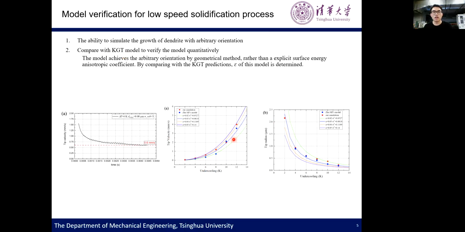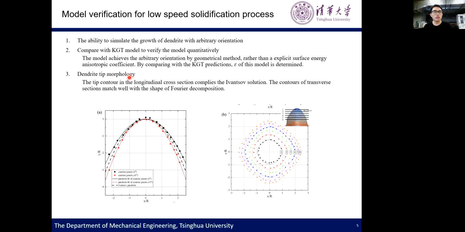There are several lines. Each line is related to the prediction of the KGT model using a different surface energy anisotropy coefficient. Comparing our simulation result with the different KGT predictions, we can determine the anisotropy coefficient of our model, which is about 0.03. And then we extract the dendrite tip morphology and compare it with the Ivantsov solution result and the shape of the Fourier decomposition result, and we found good consistency.